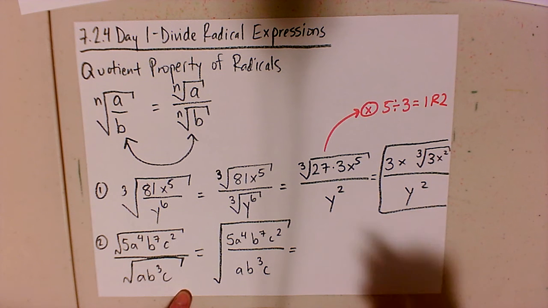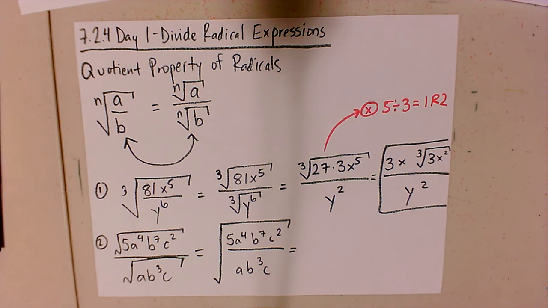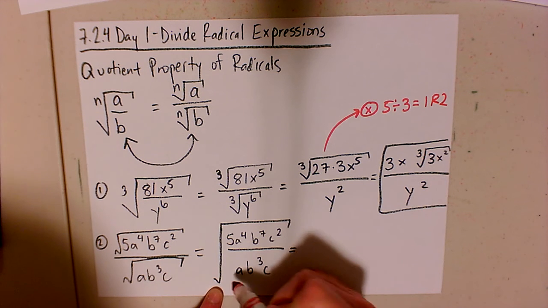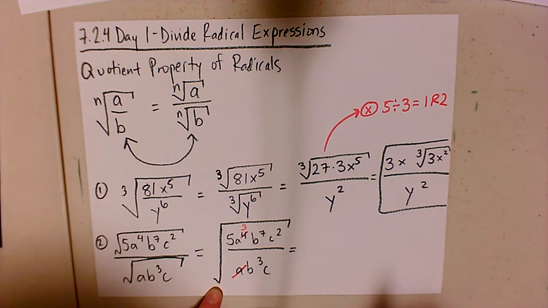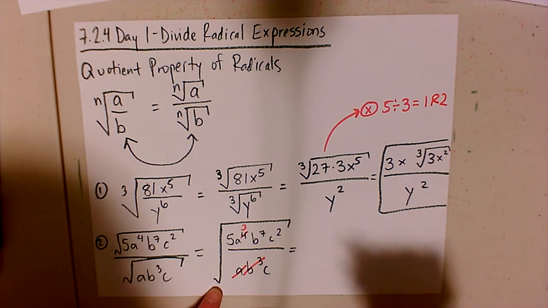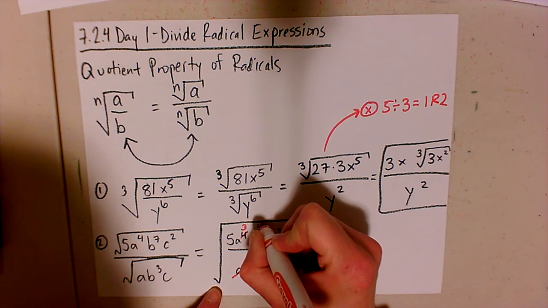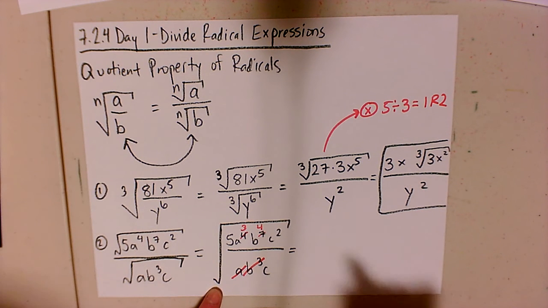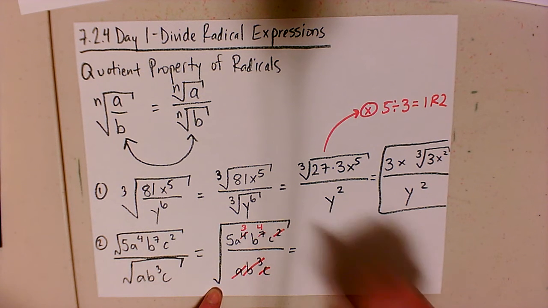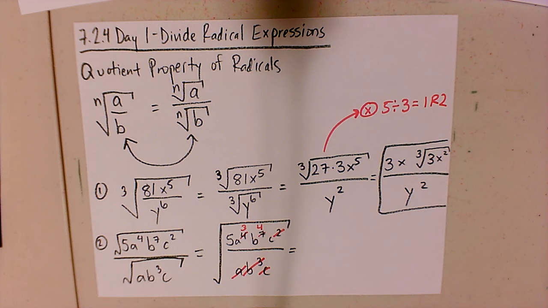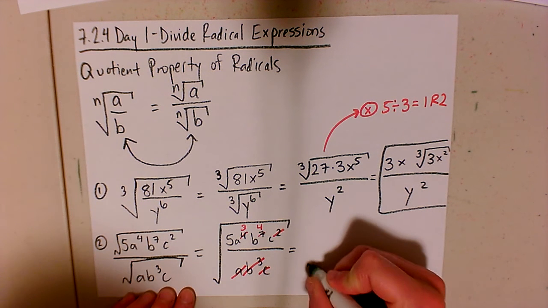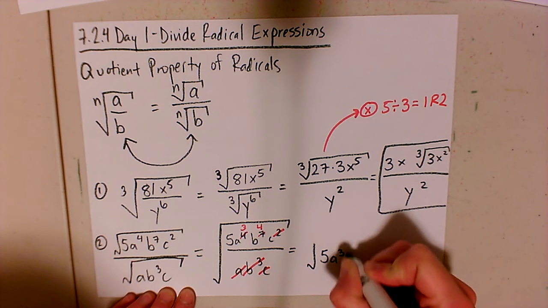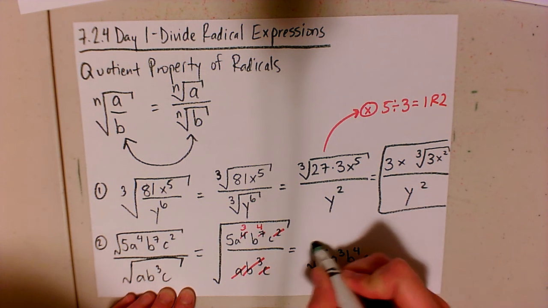So now we can go ahead and try to simplify some stuff. So between the a's, well, this a down below would disappear, and then this a to the fourth would turn into an a cubed, and then between the b's, this b cubed would disappear, and this b to the seventh would turn into a b to the fourth, and then between the c's, this c would disappear, and this c squared, well, that exponent would disappear, and it would turn into just c. So now what you have is the square root of 5 a cubed b to the fourth c.